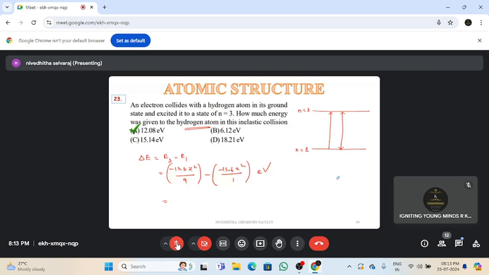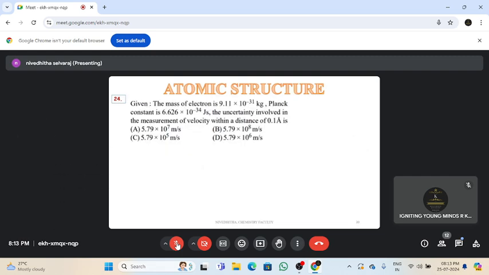Any doubt, Geetan? Fine. Given that the mass of electron is 9.11 into 10 power minus 31 kilogram, Planck's constant is 6.626 into 10 to the power of minus 34 joule seconds. The uncertainty involved in the measurement of velocity with a distance of 0.1 angstrom. So here they are asking us to calculate the uncertainty in velocity, which means delta V.